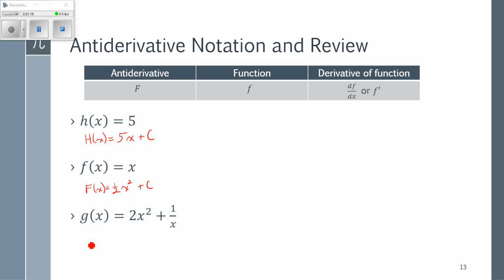And then antiderivative of little g of x would be capital G of x. I have a 2, which I'm just going to hold on to. Antiderivative of x squared would be an x cubed. But when I check that, if I bring the 3 down, that'd be a 6x squared. I don't want it to be 6, so I'm going to divide by the 3. Then antiderivative of 1 over x would be the natural log of x. And then my plus c.